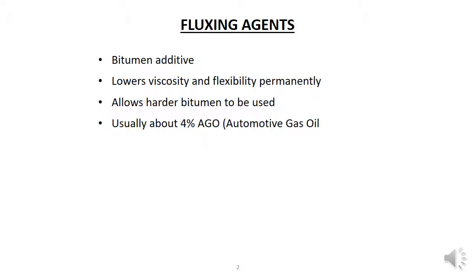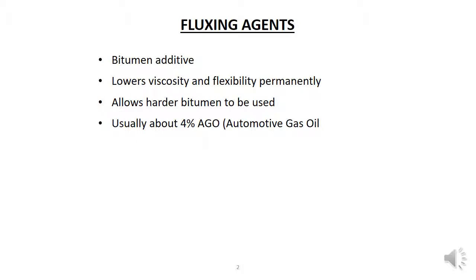The increase in the bitumen's viscosity results in a loss of flexibility. Fluxing agents can be added to the bitumen to create a long-term increase in the bitumen's flexibility. This allows us to increase the long-term flexibility of the bitumen without using a softer binder which has a lower viscosity. In other words, the bitumen is more flexible, but it is still harder.